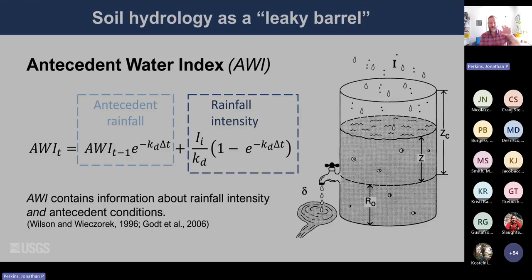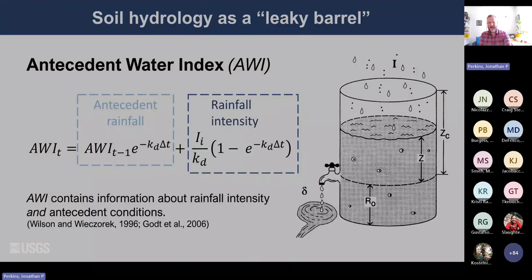And once you get above that, the more you rain on it, now the water starts to drain out of that pipe at a rate that's proportional to the amount of water you have in the tank above that. So it's actually the same sort of differential equation that's used for radioactive decay, which is kind of funny. But when you solve that equation, you wind up with an expression like this.